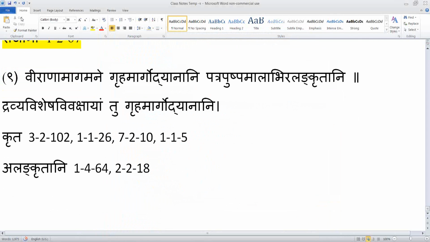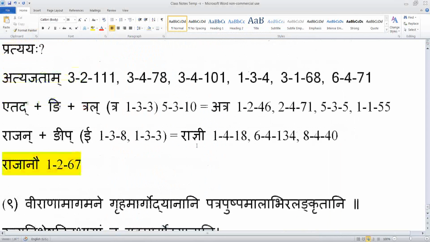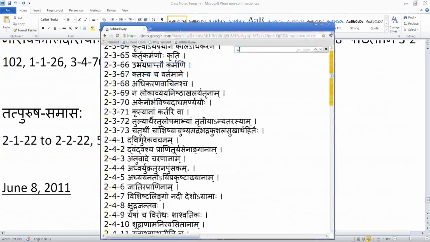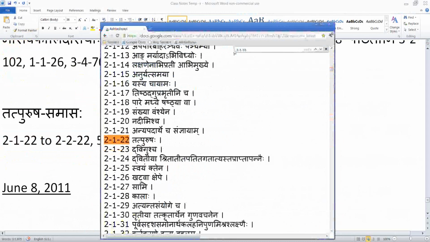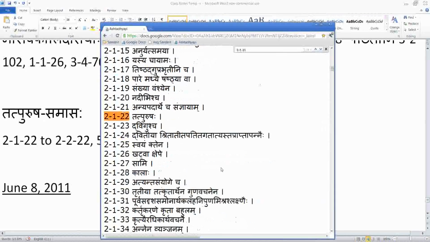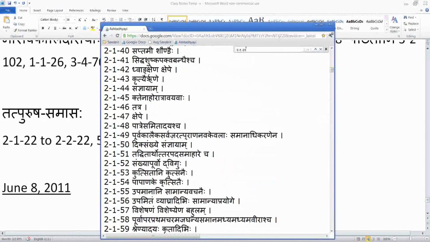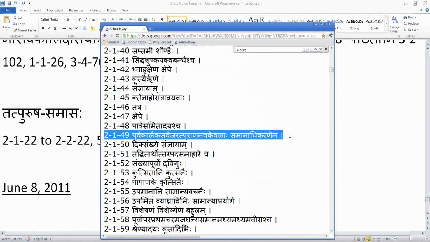As I gave in the homework last time, the Tatpurusha rules run from 2.1.22 to 2.2.22. Easy to remember, 2.1.22 up to 2.2.22. So let's briefly look at this section from 2.1.22. The adhikara starts from here, Tatpurushah. You can slice it up into a couple of different sections. The first important section you want to break out is when it comes in the sense of Samanadhikarane. So this starts from 2.1.49.